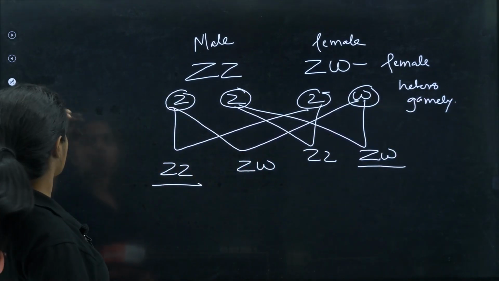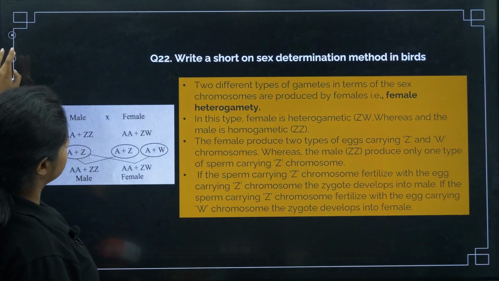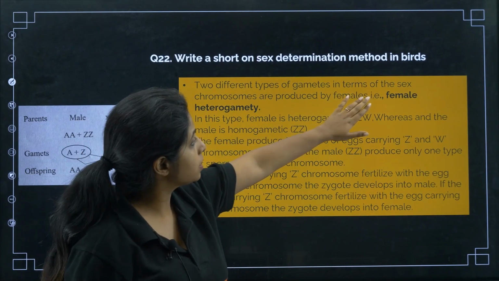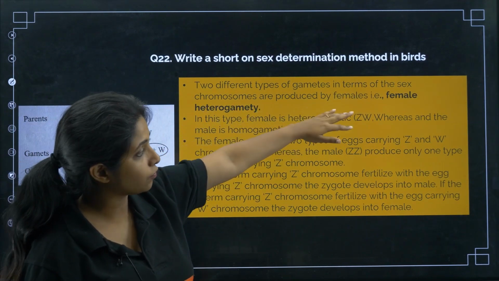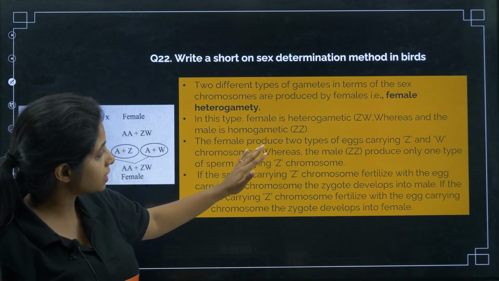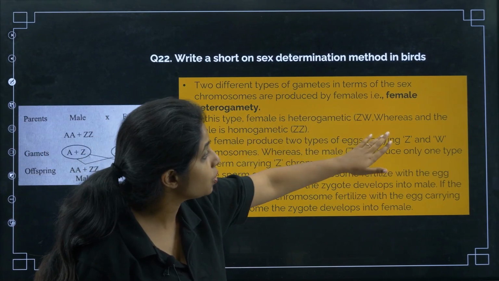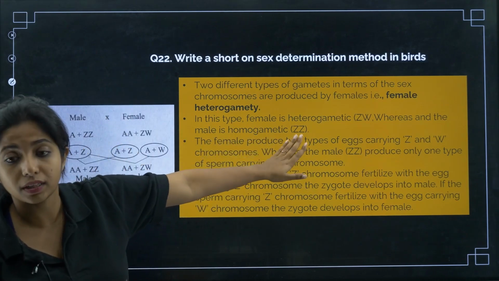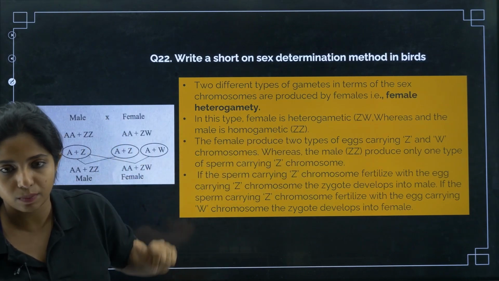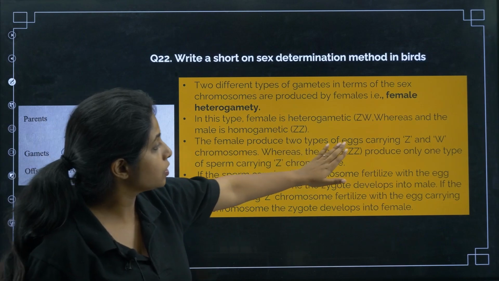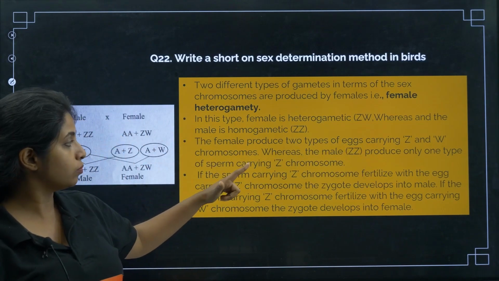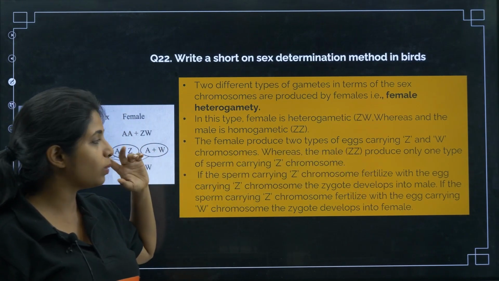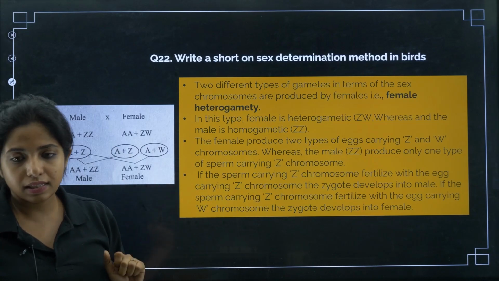Cool? Chalo. So two different types of gametes in terms of the sex chromosomes are produced by the female, that is female heterogamety. In this type, the female is heterogametic, ZW, whereas the male is homogametic, that is ZZ. Homogametic means the same type of gametes are being produced. Now, the female produces two types of eggs carrying Z and W chromosomes, whereas the male produces only one type of sperm, carrying the Z chromosome.